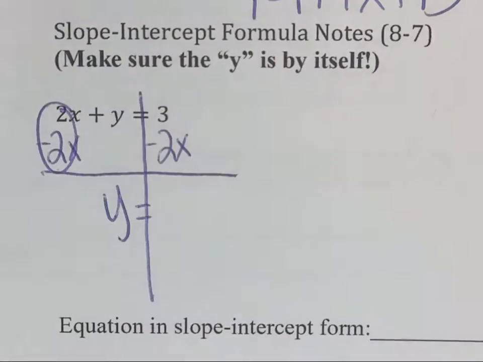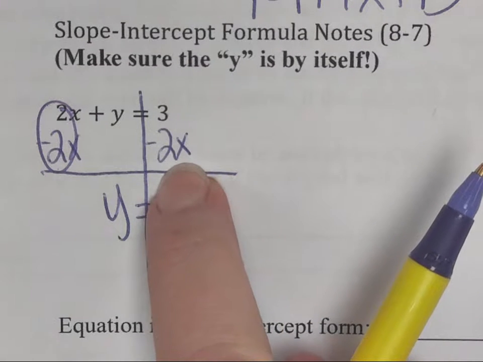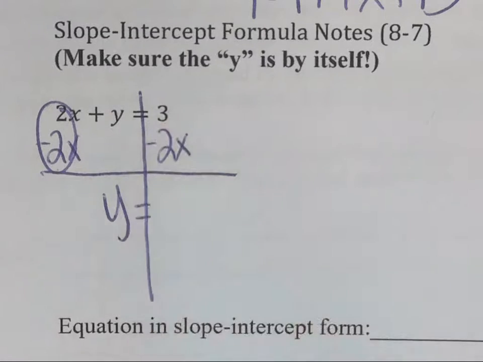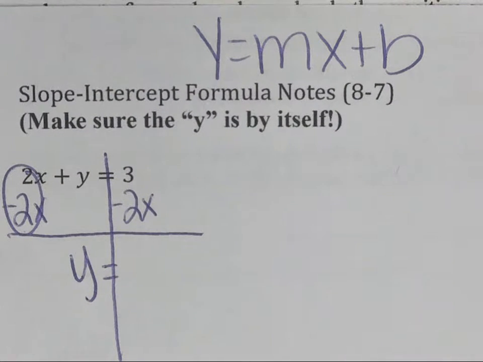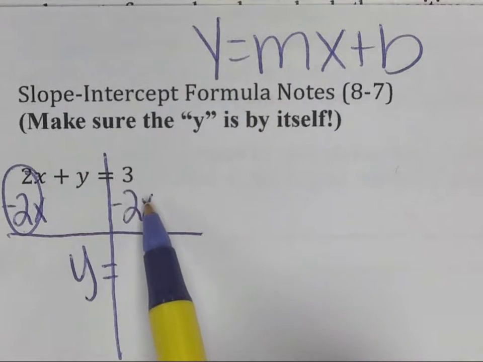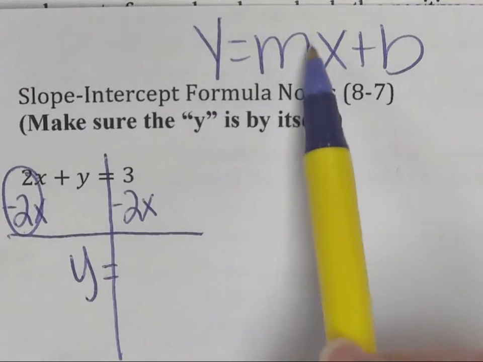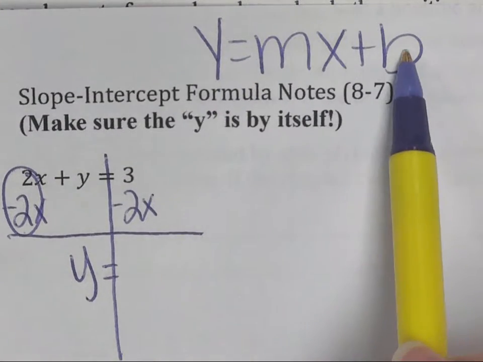Y. Now, thankfully, some of you are saying, how am I going to subtract 2 x's from 3? You can't. You cannot take away something with a variable from a constant. Guys, you can't do it. Okay? Remember, our formula has y is equal to a number x plus a number.